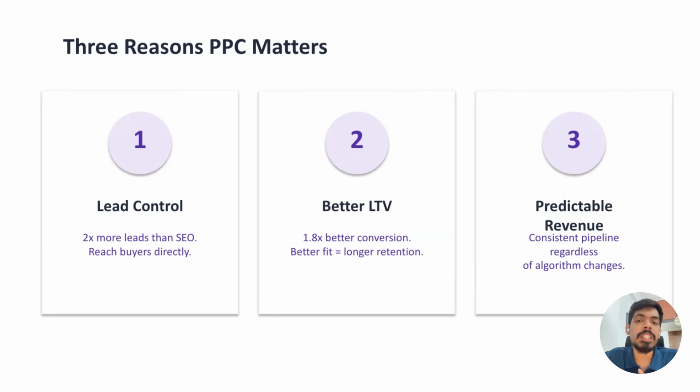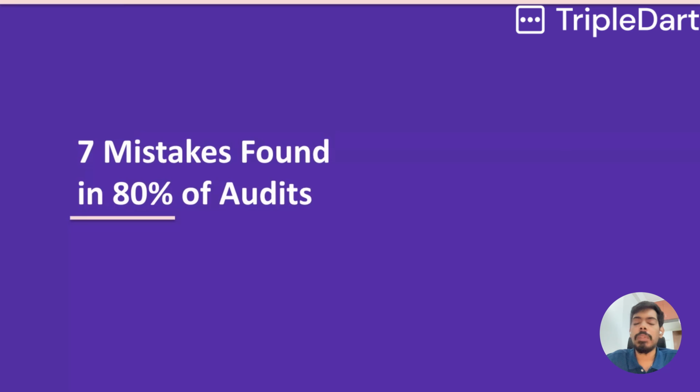There are 3 specific reasons why this matters. 1, you control your lead flow directly. 2, PPC leads tend to have better lifetime value because internal alignment is higher. 3, your pipeline becomes more predictable. SEO is almost always vulnerable to algorithm changes. PPC typically isn't.